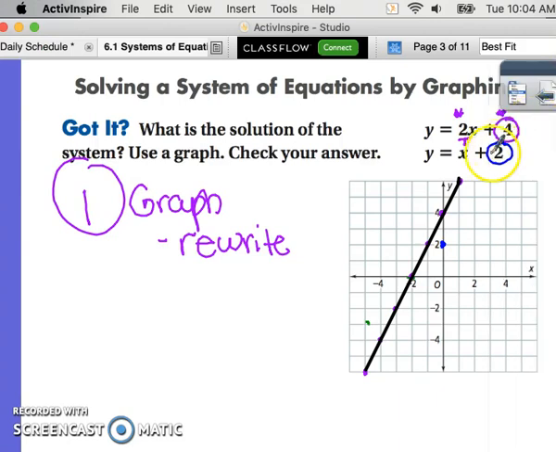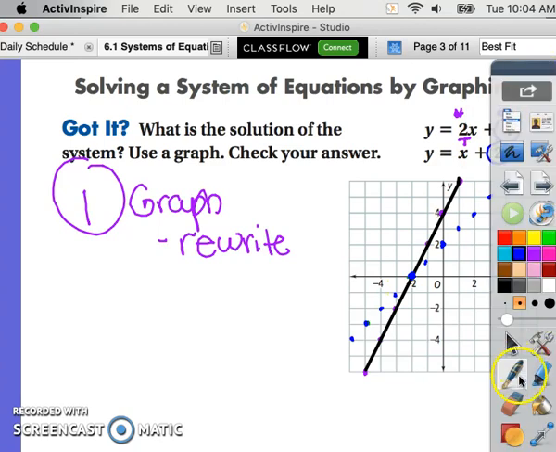Where do I go next from the 2? What's my slope of this line? 1. Up 1, over 1. Am I going to get to a point going that way? No, so I'm going to want to go the opposite way, right? Down 1 to the left 1. Down 1 to the left 1. Okay? Now, I overlapped my other line, and that is your solution.